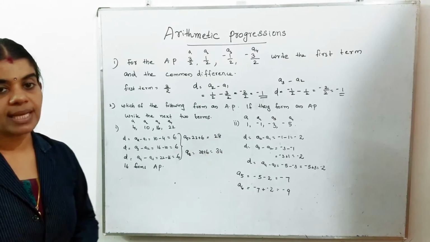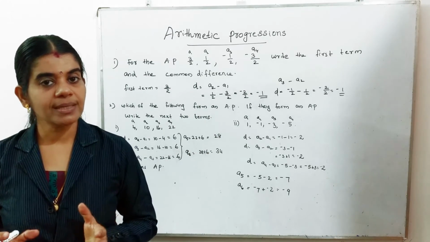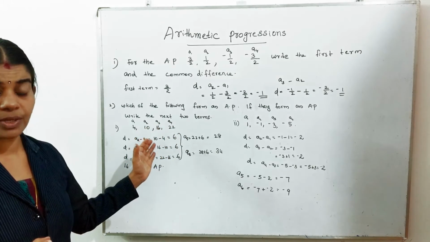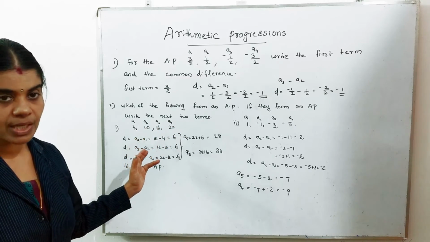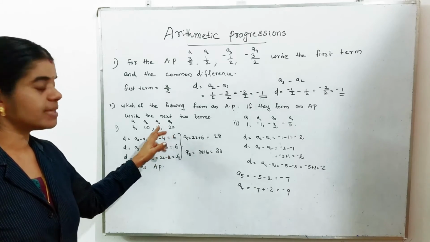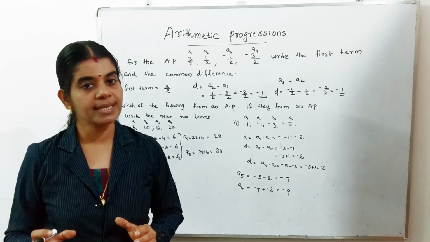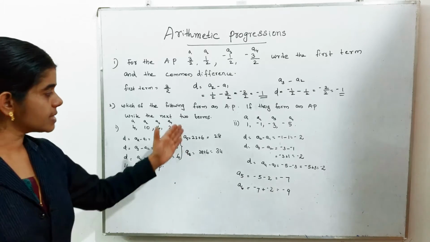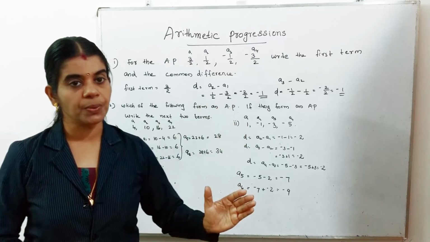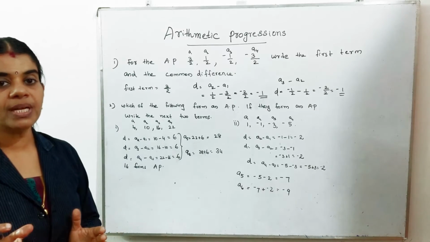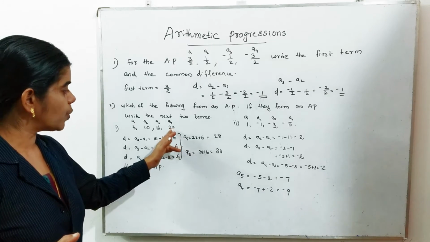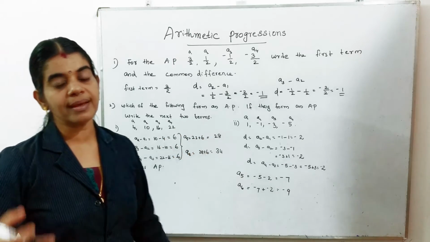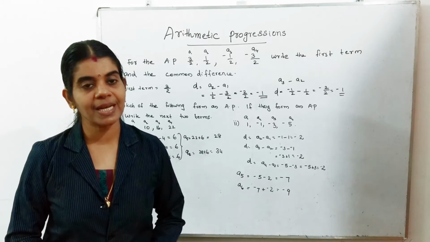Therefore, like that you want to do. First, subtract all the terms, that means A2 minus A1, A3 minus A2, A4 minus A3, you want to look. All the times the D is the same, so you are getting that it forms an AP. If that is an AP, you want to find the next two terms. That means you add the common difference to the fourth term, you will get the fifth term. Fifth term plus common difference, you will get the sixth term. Is it clear now?